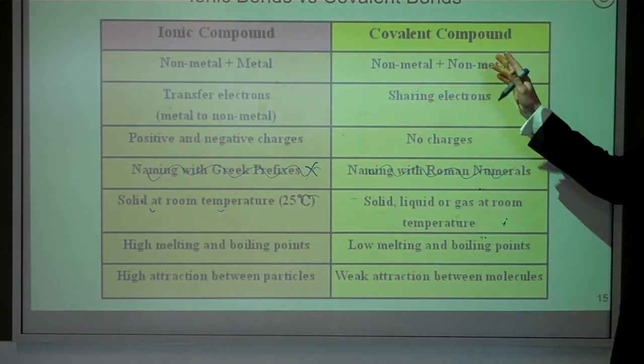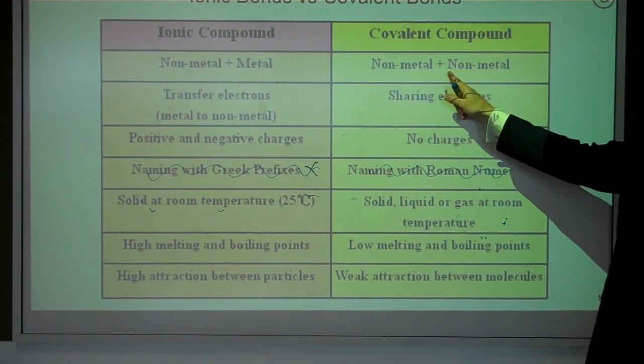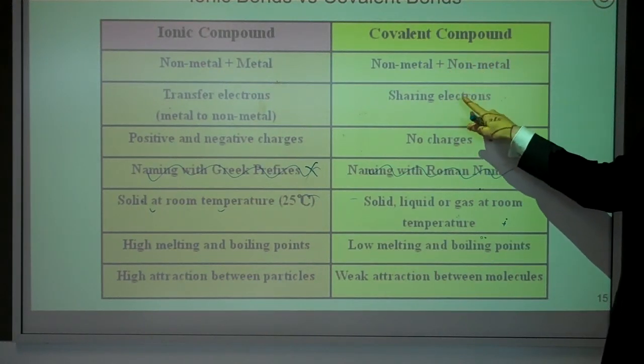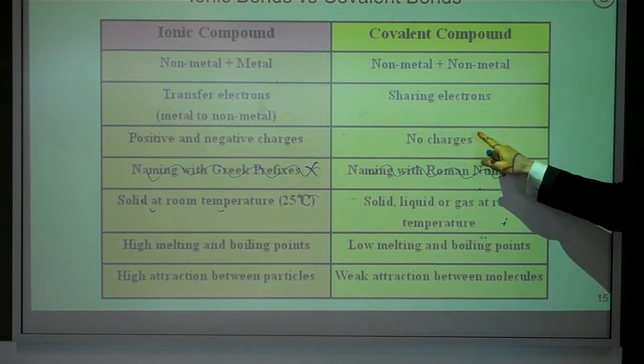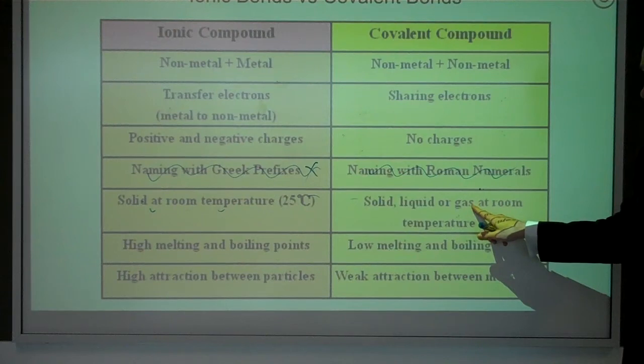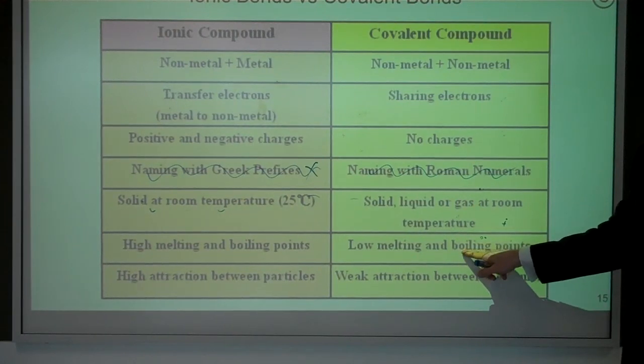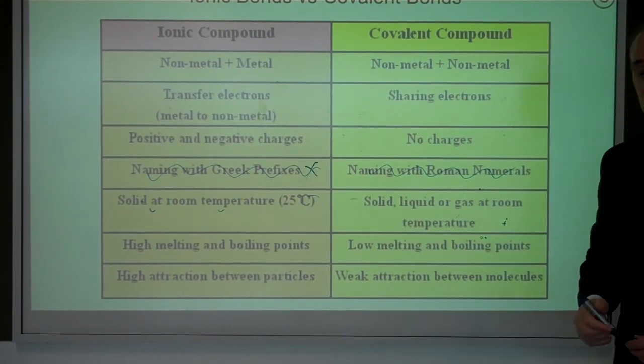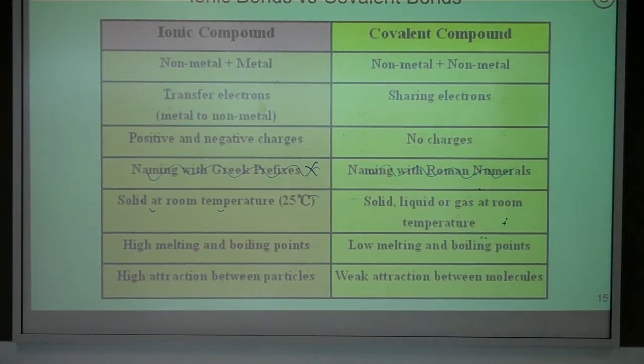Okay. Covalent compounds. A non-metal. They share electrons. There are no electric charges. They can be solid, liquid or gas at room temperature. They have low melting and boiling points, and there's a weak attraction between molecules. You need to understand those key properties, the differences between a covalent bond and an ionic bond, what it is, and the types of molecules that they form. I'll give you a couple of minutes to take that down.